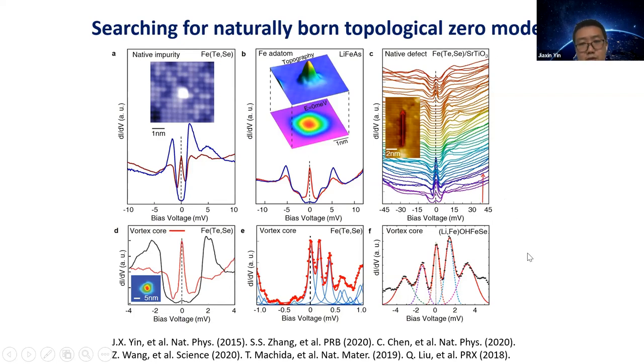On the other direction, the original theoretical prediction is that if the material has chiral superconductivity, inside the vortex core there can naturally be a topological zero mode or Majorana zero mode. There are also very interesting discussions and demonstrations.